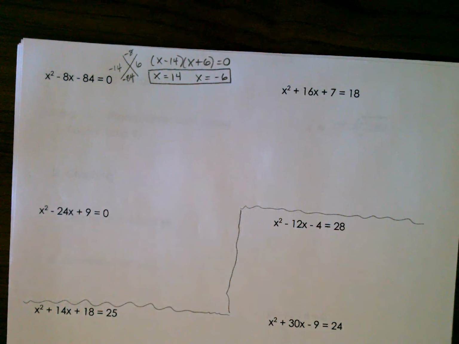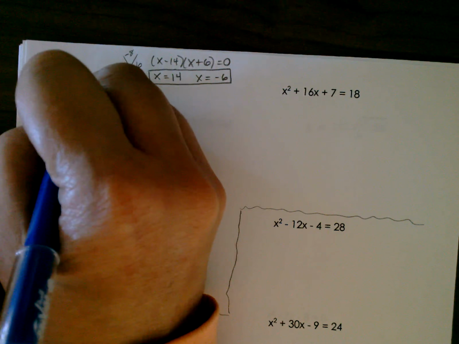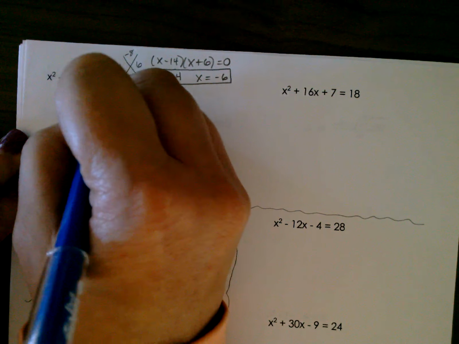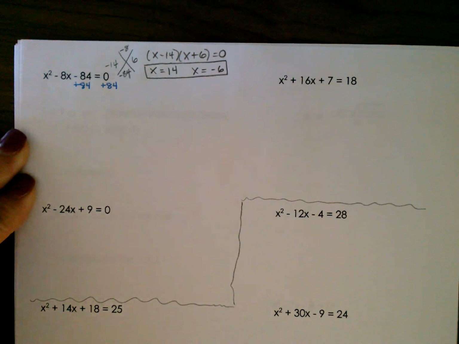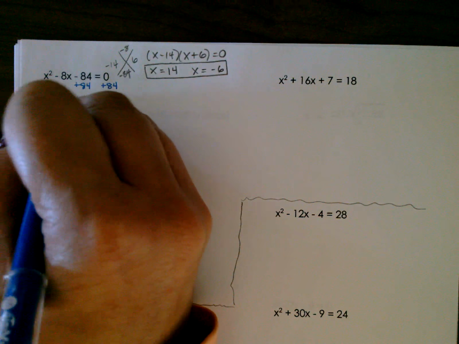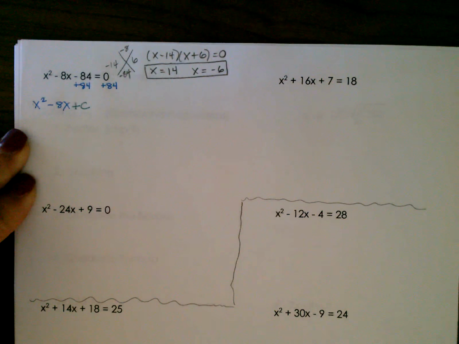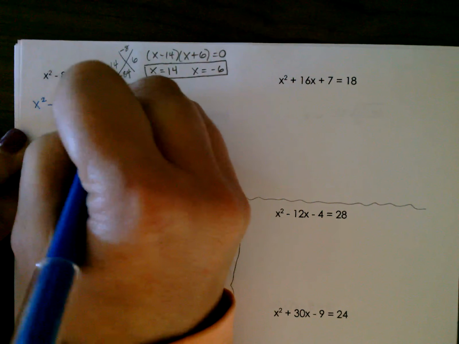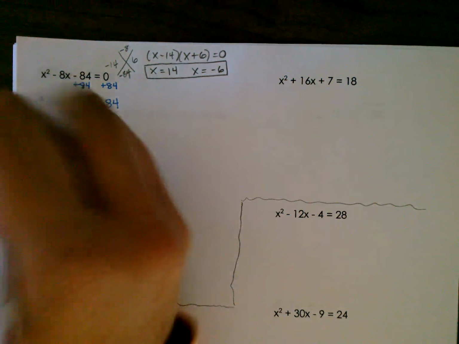I'm going to pretend that I couldn't factor this. I'm going to create a perfect square trinomial by making c. So I need to add 84 to both sides, so I get x squared minus 8x plus c equals 84. Now I will follow those 3 steps from the other page.